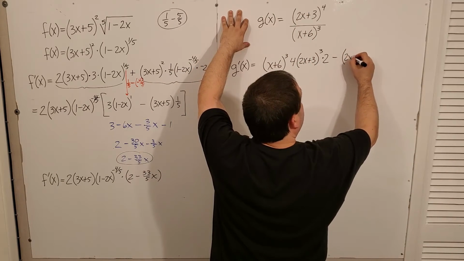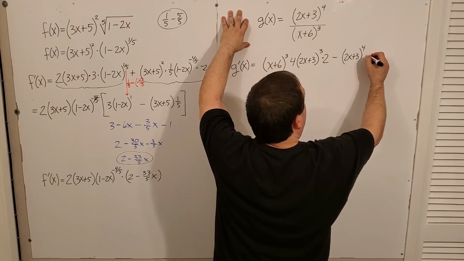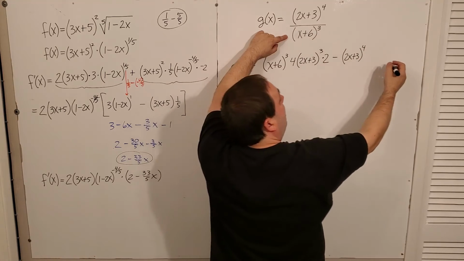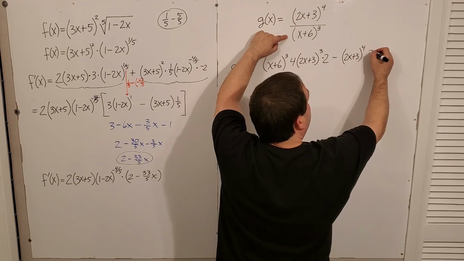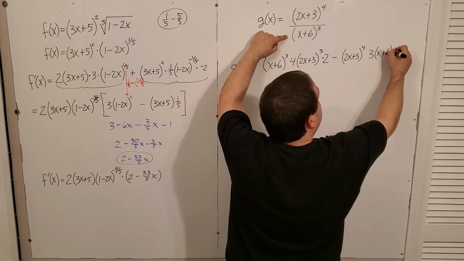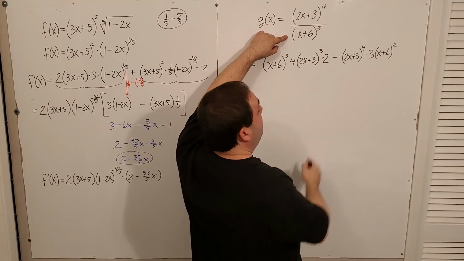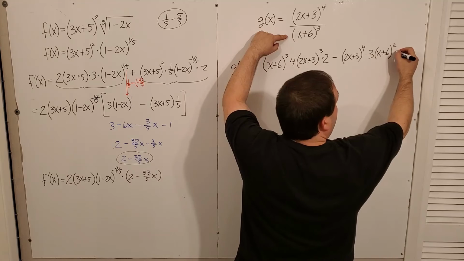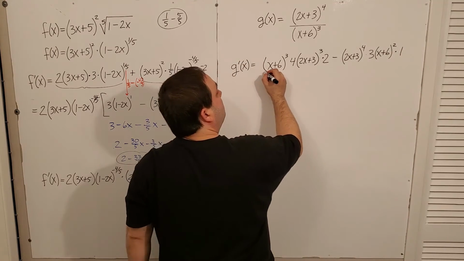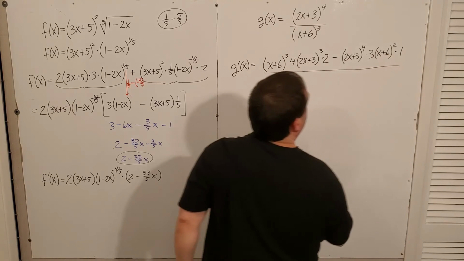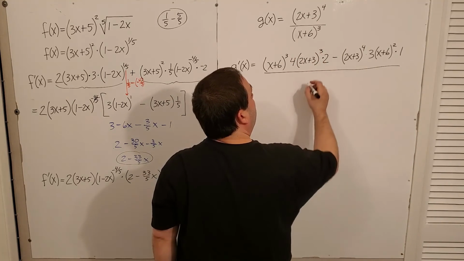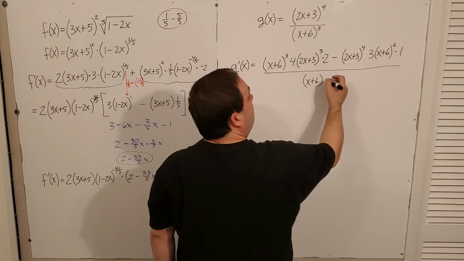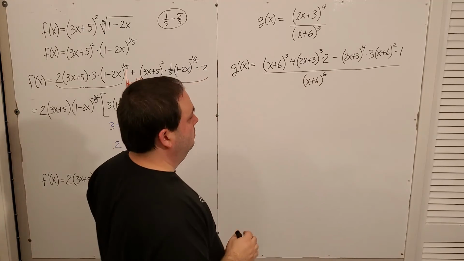So I've got 2x plus 3 to the 4th times the derivative of low, which is a chain rule also. I'll have to do times 3, x plus 6, 3 minus 1 is 2. And then the derivative of the inside, derivative of x plus 6, well, that's just 1. Divide, and then square of what's below. So x plus 6 to the third power squared is just to the 6th power.